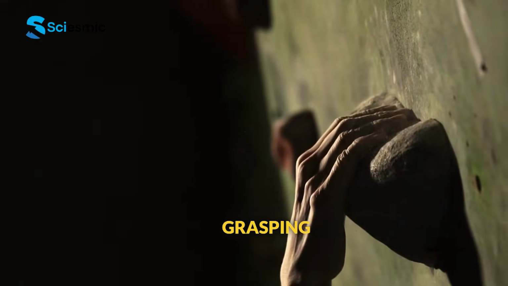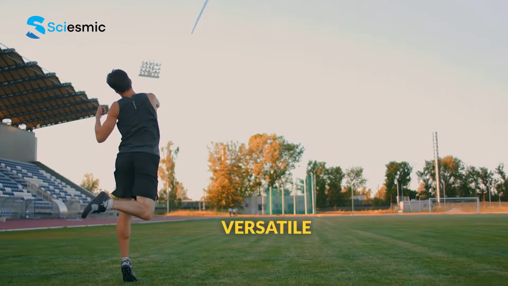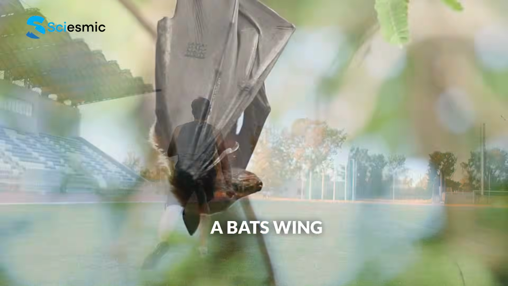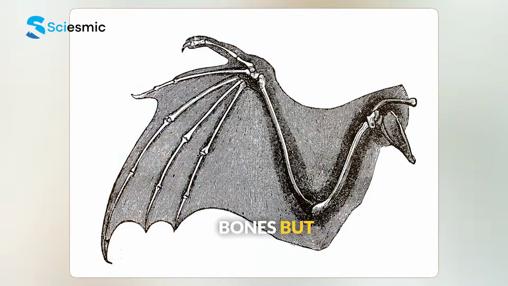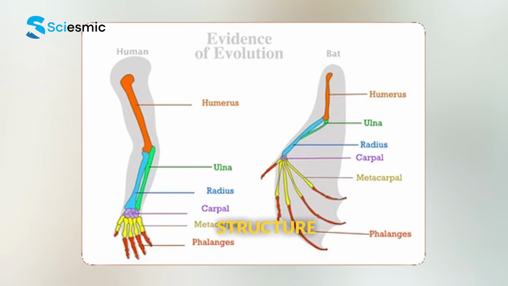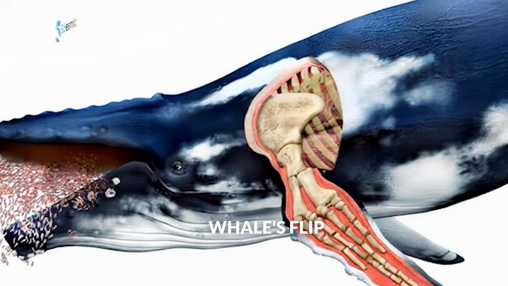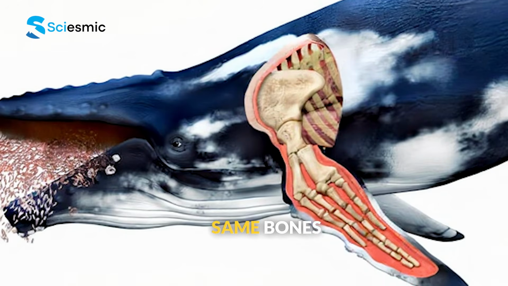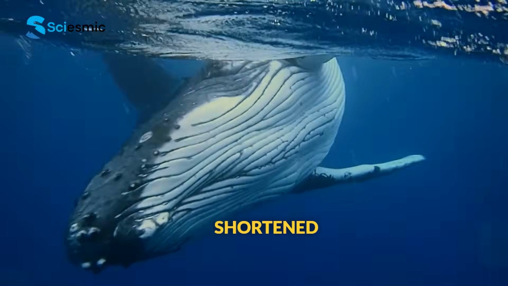Your arm has this pattern. You use it for grasping, typing, throwing, and it's really versatile at doing things like manipulation. A bat's wing has the same bones, but the finger bones are extremely elongated to support a wing membrane. Same structure, different proportions, different function. Flying instead of grasping. A whale's flipper? Yeah, you heard me right.